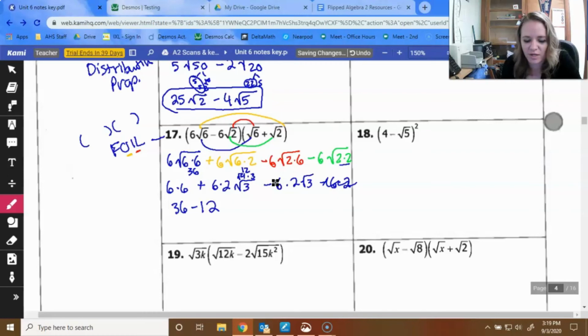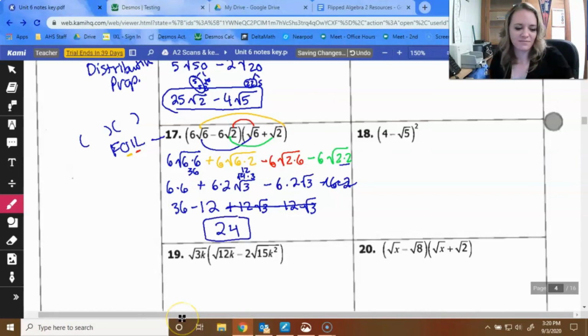Now I'm going to do plus, minus, oh, look what's going to happen here. Plus 12 radical 3, minus 12 radical 3. Positive 12 minus 12 is 0. And obviously, if I have the same term minus itself, it's going to be 0. So those will cancel, and 36 minus 12 is 24. Yes, that is the answer. Very, very interesting.